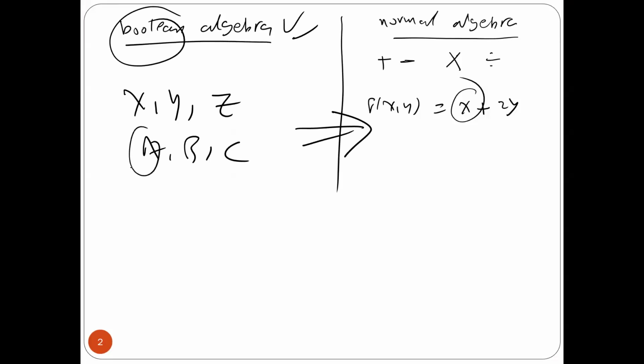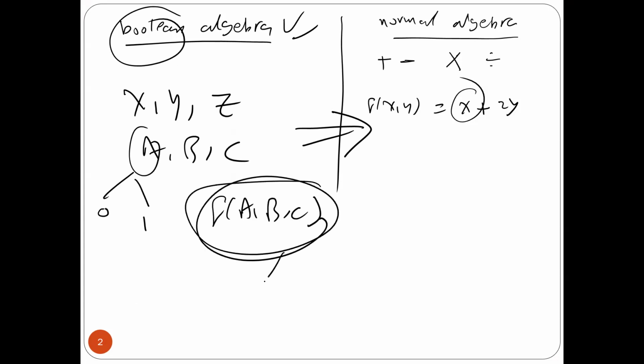So here every variable can take only one of two values, either 0 or 1. Same thing for the function. When you say a function of a, b, c, this function is actually 0 or 1. You understand what I'm saying? This is a major difference between Boolean algebra and normal algebra. There are other differences for sure we will talk about. I'm going to give you more details.